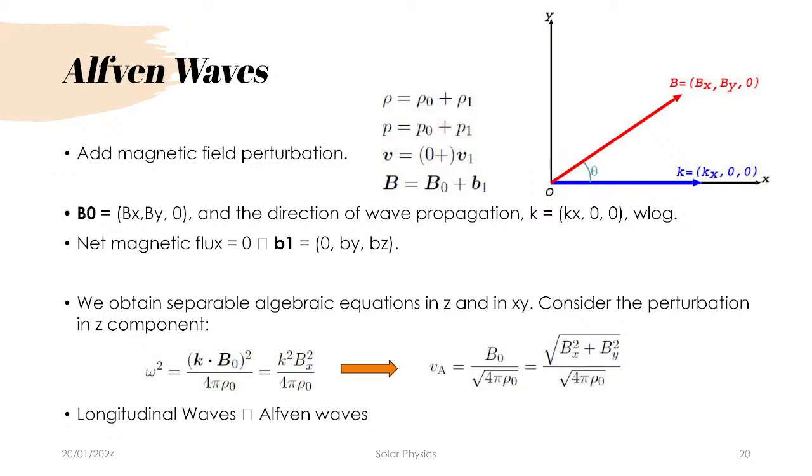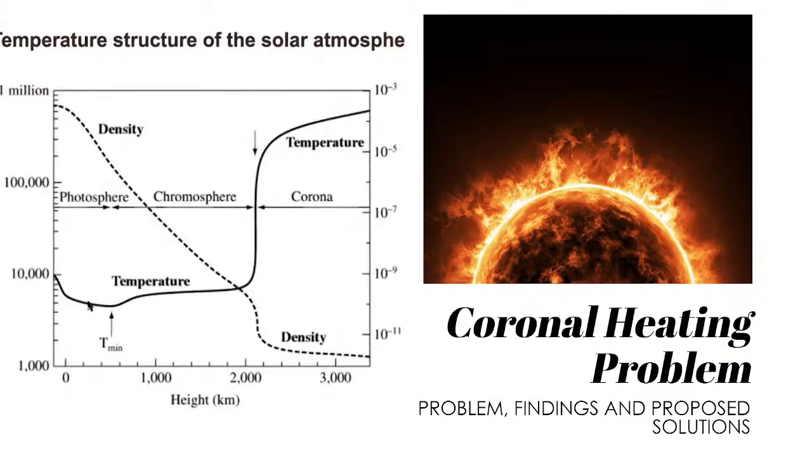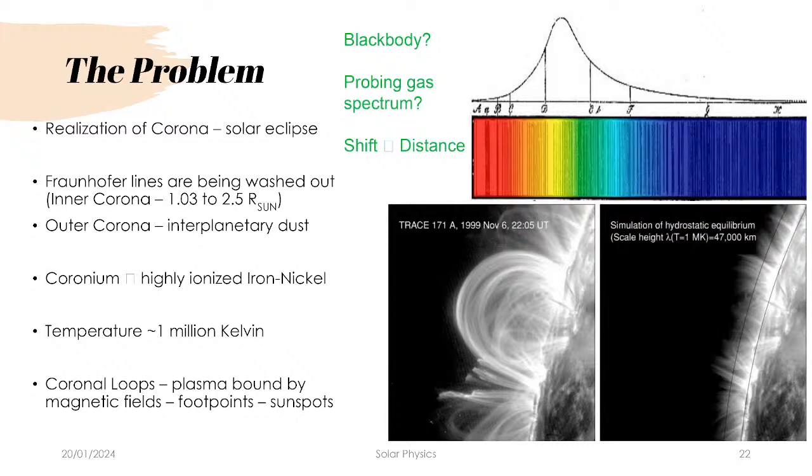Okay, so now we are coming back to the problem statement, which is the coronal heating problem. To just review what the actual problem was, there is a sharp rise in temperature near the corona, right? So let's see, firstly, how did we find that there is this kind of sharp rise in the temperature, and secondly, what are the proposed mechanisms to solve this puzzle?